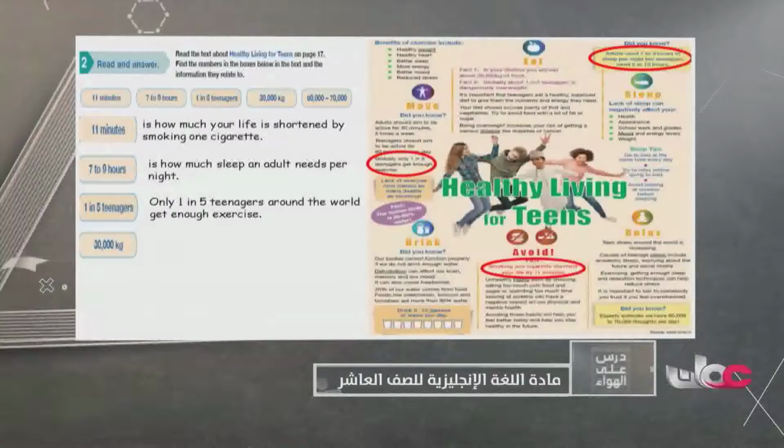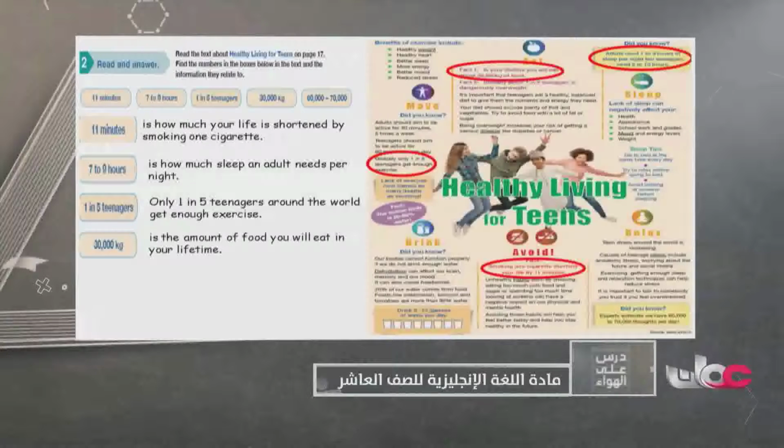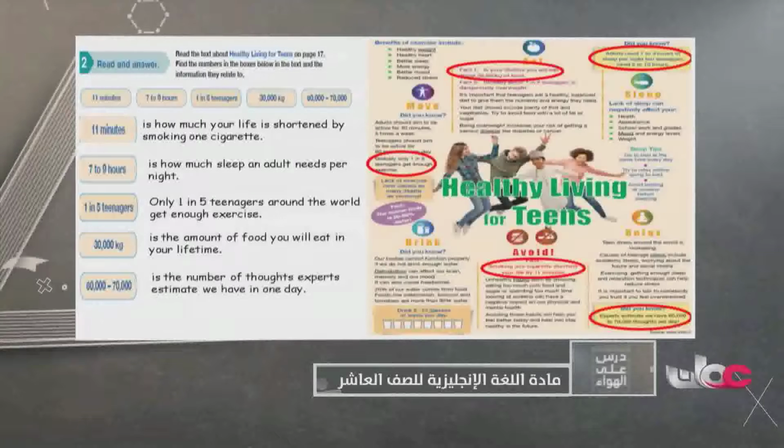Then the fourth one, 30,000 kilograms. Now where is this information? This is in the eat section, and 30,000 kilograms is the amount of food you will eat in your lifetime. So imagine how much you eat. Then 60,000 to 70,000 is in the relax section, and this is the number of thoughts experts estimate we have in one day. So you are thinking around 60,000 to 70,000 thoughts in a day.